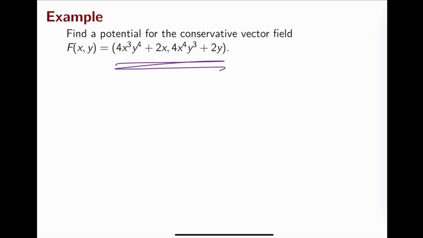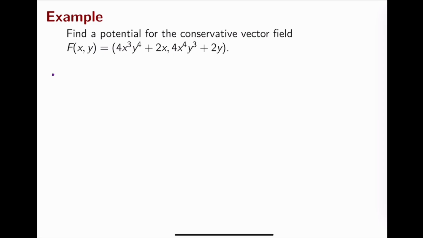Let's assume that we know that it is conservative. We will see in a moment why it is. But let's assume that it's conservative, and let's just apply the method in practice. Well, what the method says is that first of all, we have to take m, the first component of the vector field, and integrate it with respect to x. So this is going to be our first step.